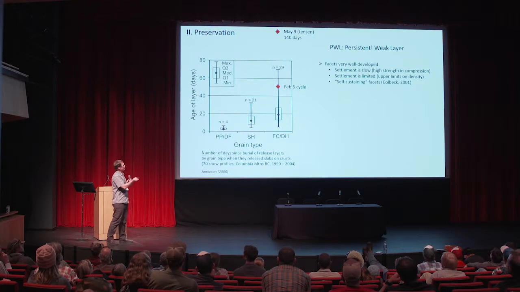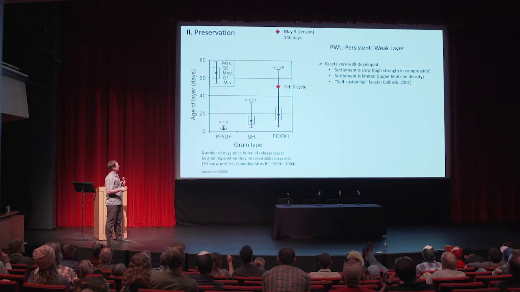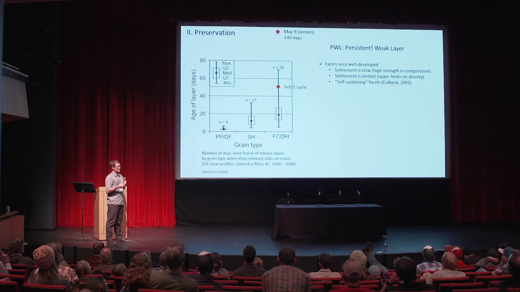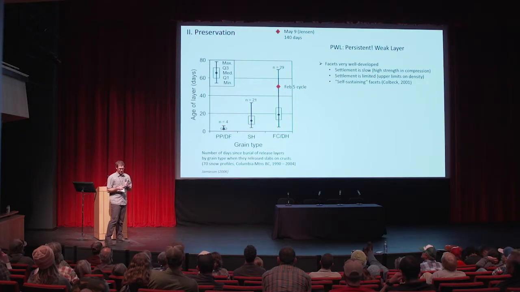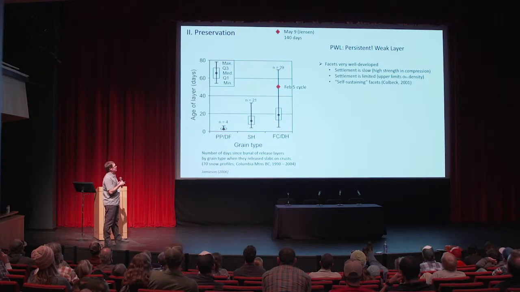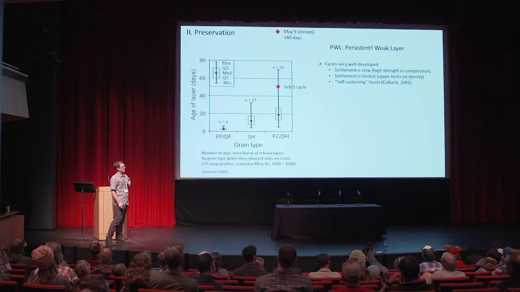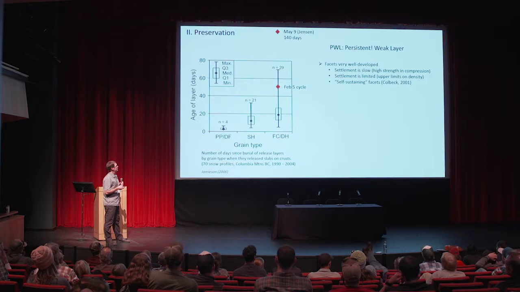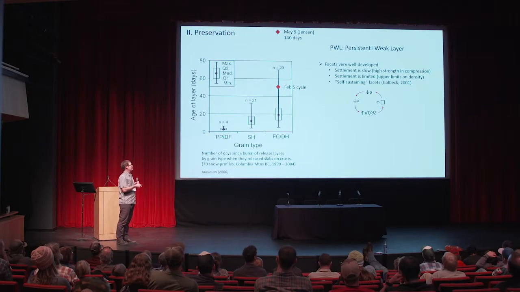And really, all three of these bullet points just say what I came to discover: one reason the facets stayed so long is they were just developed so well. Once you have very well-developed facets in the snowpack, they tend to just stay there. Settlement is slow because they have high strength in compression. There's probably some upper bound on the density that you can compress these to. And this idea from Kolbeck of self-sustaining facets, which I won't get too into, but they tend to just sustain themselves in the snowpack.